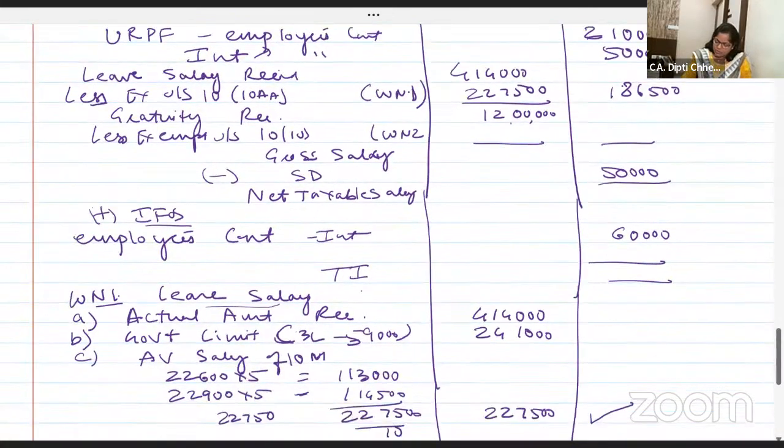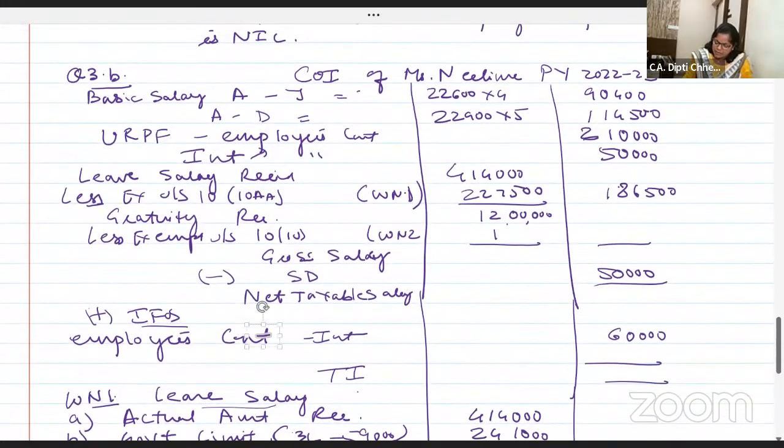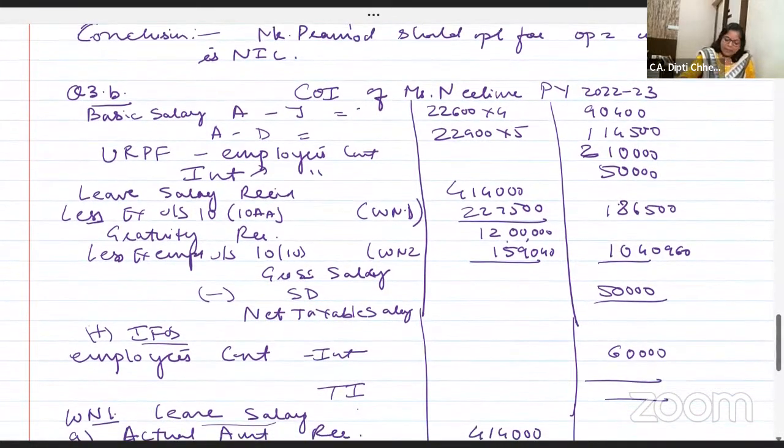हाँ, चलो, तो कितना exempt होगा बेटा? Gratuity 159,040 out of 12 lakh receipt. So taxable is 10,40,960.